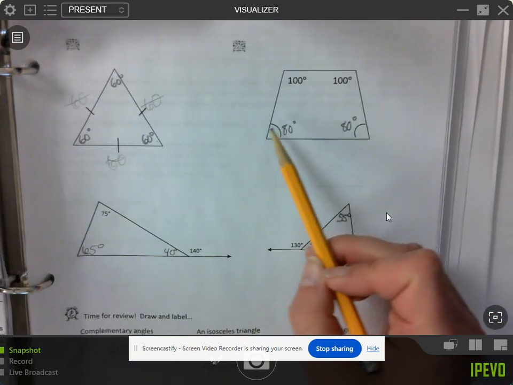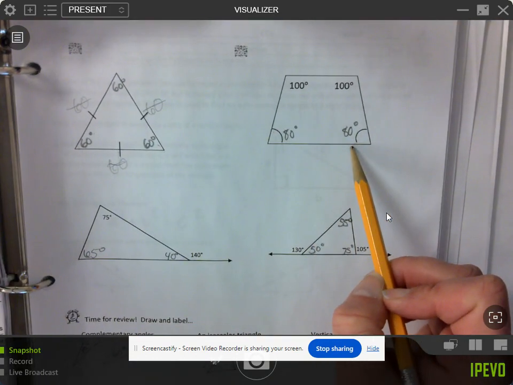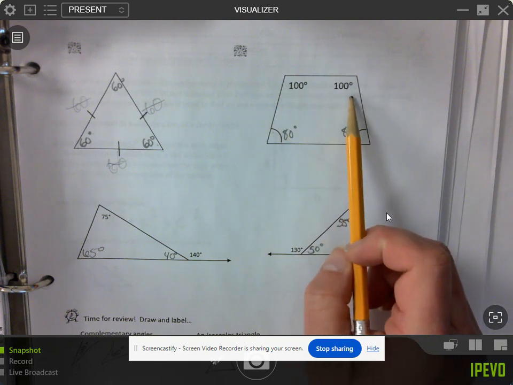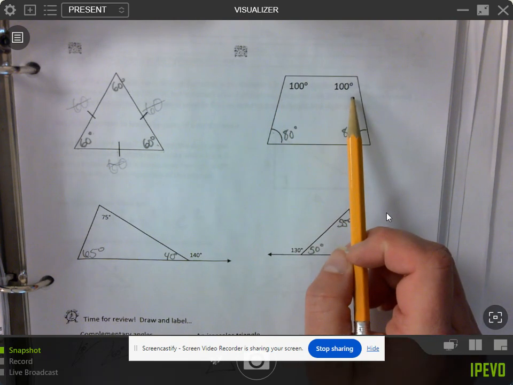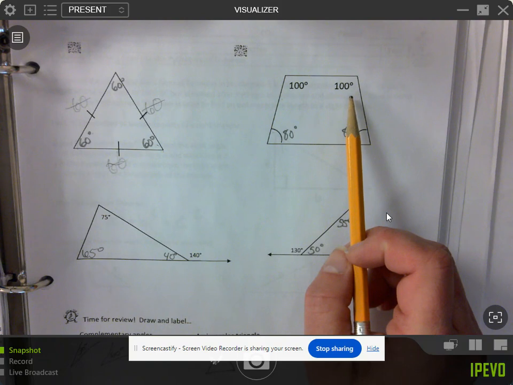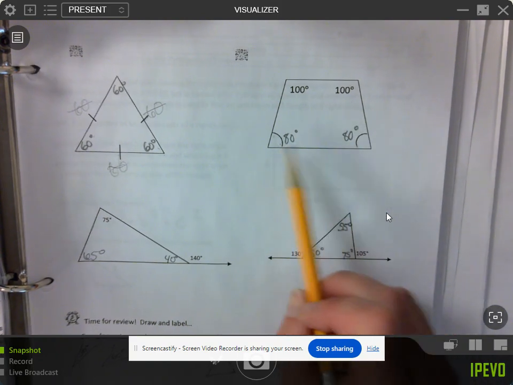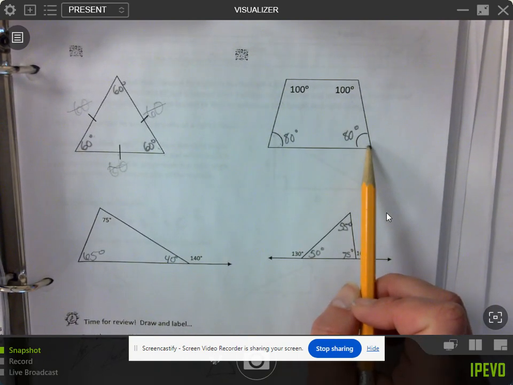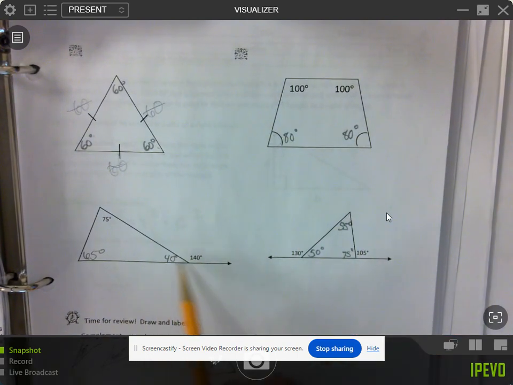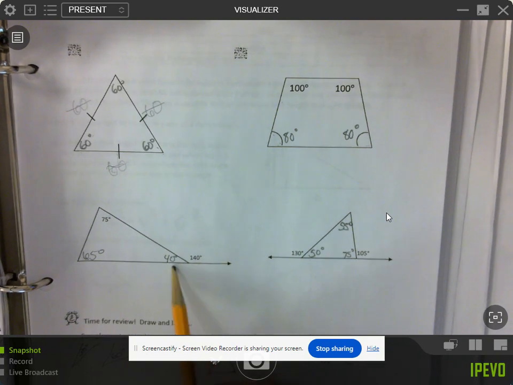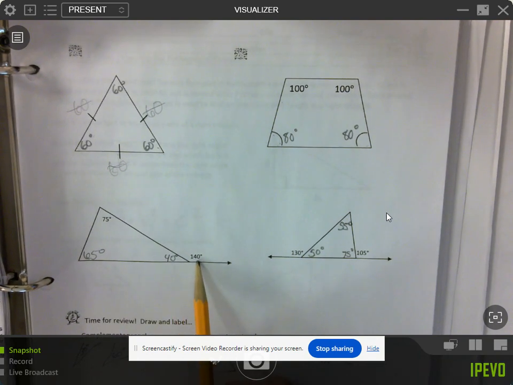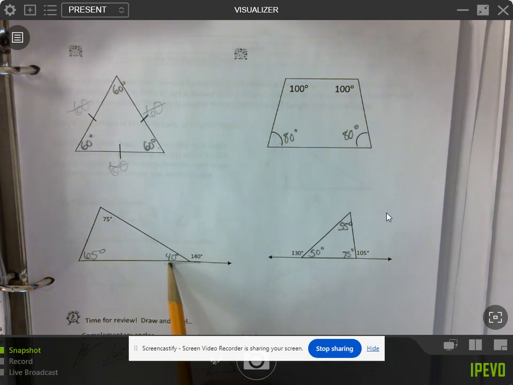For this one, we talked about how these 2 angles are the same. So we added 100 plus 100, which was 200. 360 minus 200 was 160. We divide it by 2, and they are 2 equal angles at 80 degrees. Down here, we had to know that 140 is supplementary to what inside angle. So 180 minus that 140 gave us 40 degrees on this side.